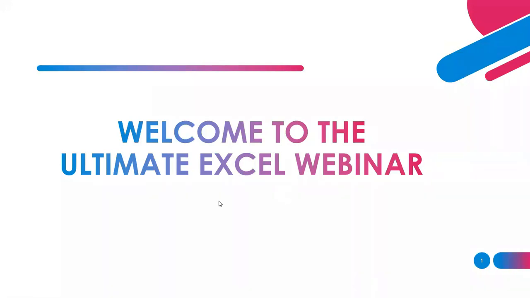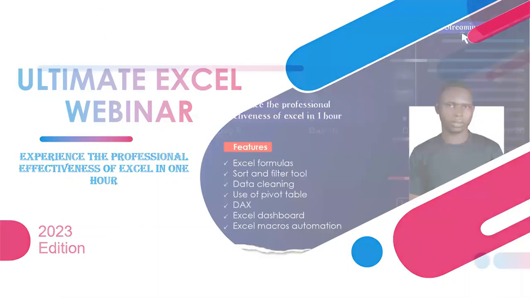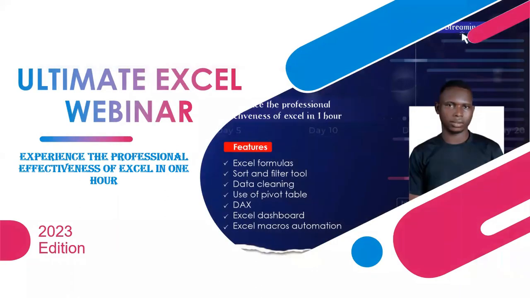Okay, so the first aspect is going to be the theory aspect, followed by the practical aspect. After the practical aspect, then we'll go to the question and answer aspect. Those are the three aspects we are going to have today. The first aspect is the theory aspect, where we are going to talk about everything you need to know about the theoretical aspects of Excel. After that, we'll move to the practical aspect. After the practical aspect, we move to the question and answer aspect.